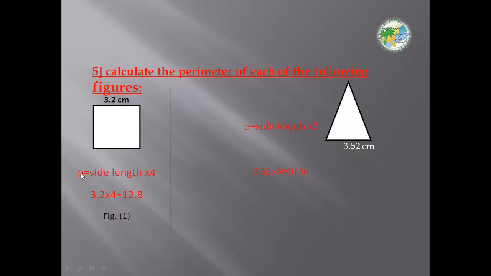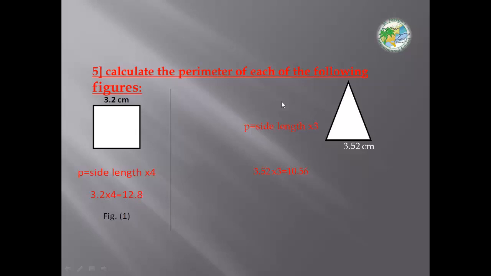What is the perimeter of a square? Side length times 4. Excellent, very good. Now multiply side length 3.2 times 4. Ignore the decimal point and multiply 4 times 2, 8. 4 times 3, 12. And we put the decimal point after 1 digit from the right side.